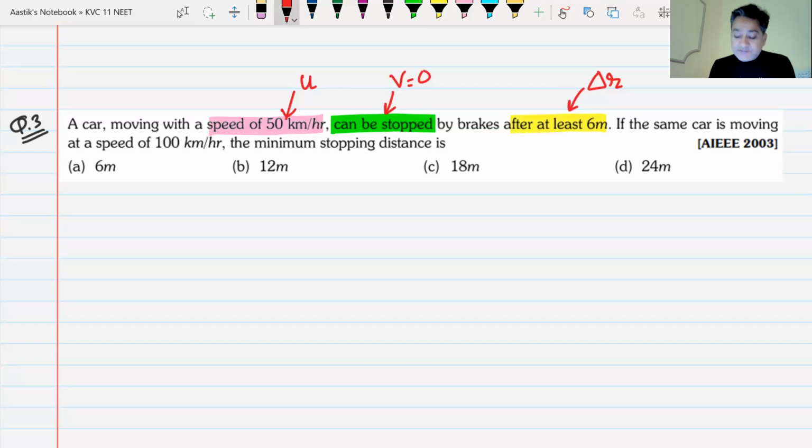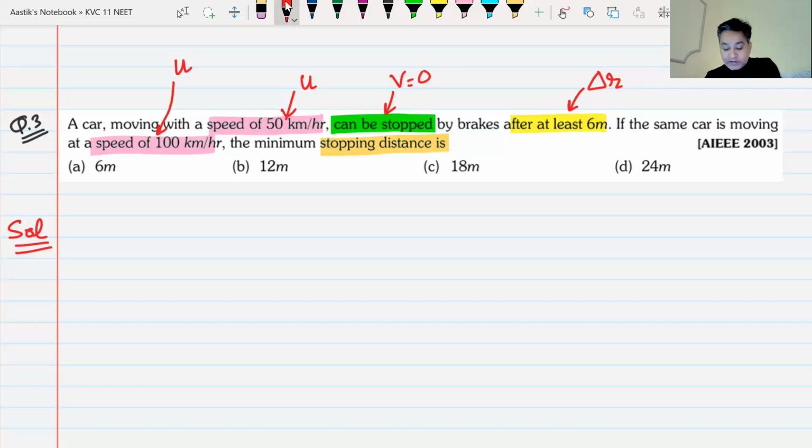Now it is asked, it is now moving with an initial speed, this is the initial speed in the second case, of 100. What is the minimum stopping distance? Now, how can you solve this? You understand that u is given, v is given, and displacement is given. So you must use equation number 3. Have you understood this? Yes or no? So we write equation number 3: v square is equal to u square plus 2a into delta r.